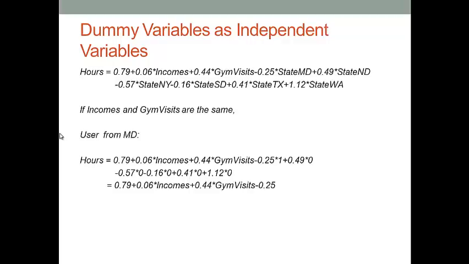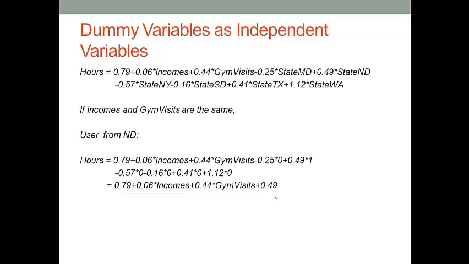Suppose we have a customer from Maryland. And then for this equation, we should give value 1 to the state MD variable, right? Because he's from Maryland. So we give 1 to state MD. Since he's from Maryland, he's not from all other states. For state ND, state NY, state SD, state TX, state WA, we give zeros. Finally, we will build an equation like the one on this slide. At the end, notice that we will minus 0.25 hours.